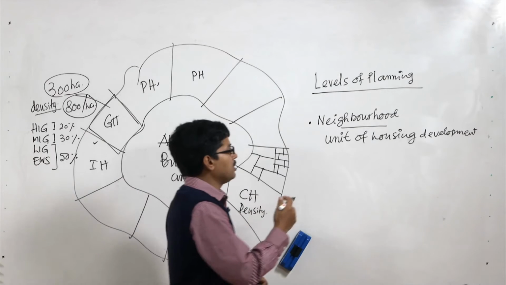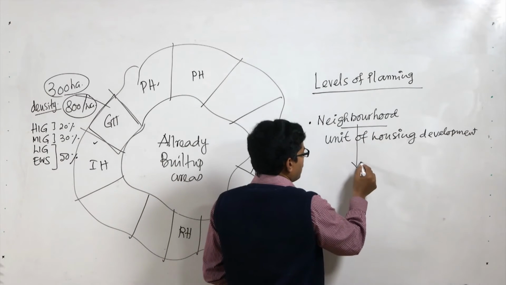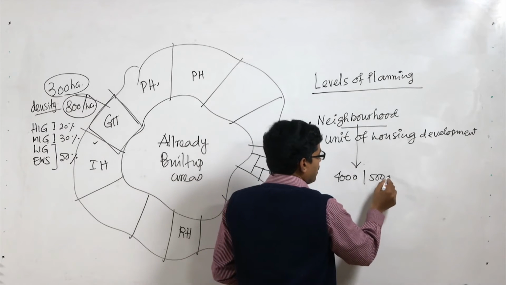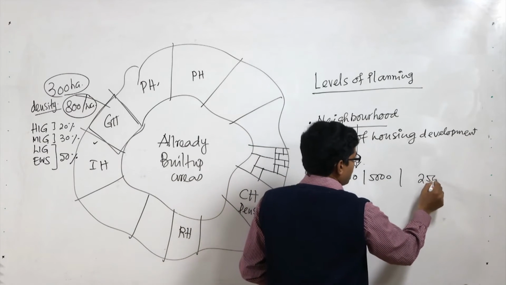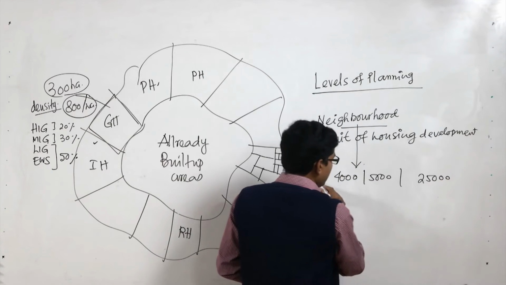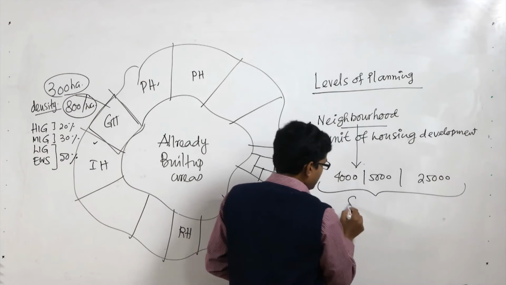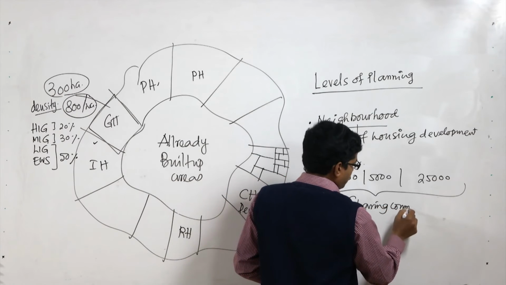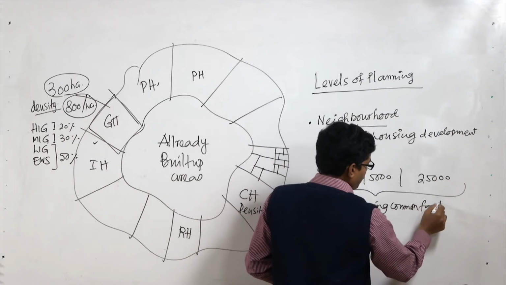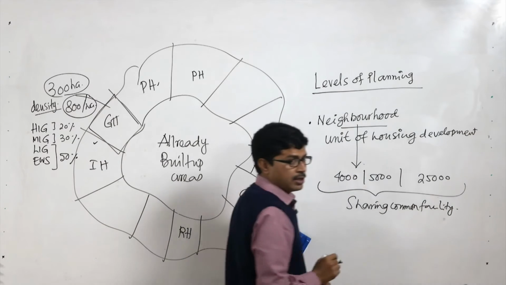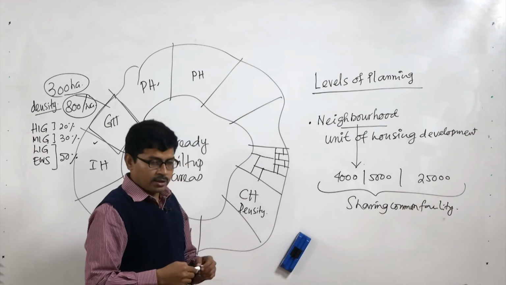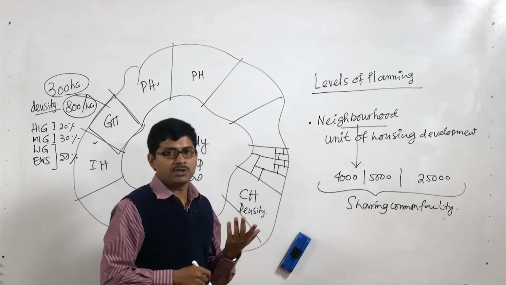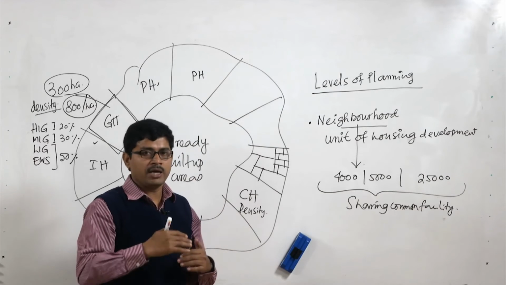These may have different populations. For example, one neighborhood could have a 4,000 population or 5,000 or even more, like 25,000. Basically it is determined by the sharing of common facilities, like schools or health facilities or a community center, and it can be at various levels.